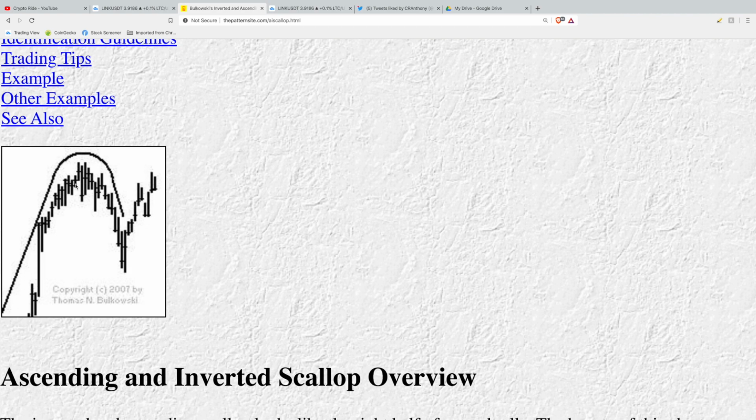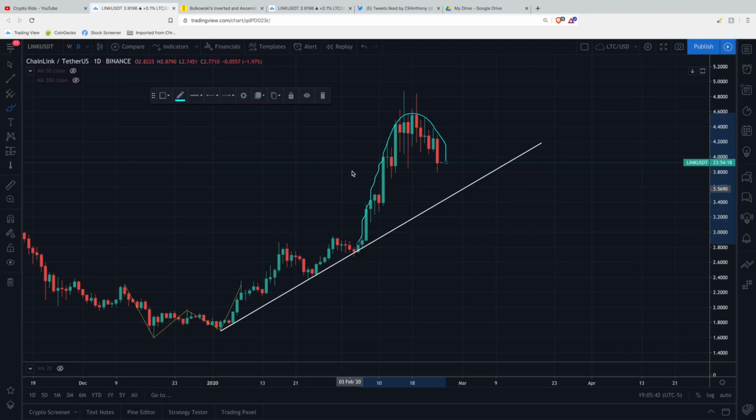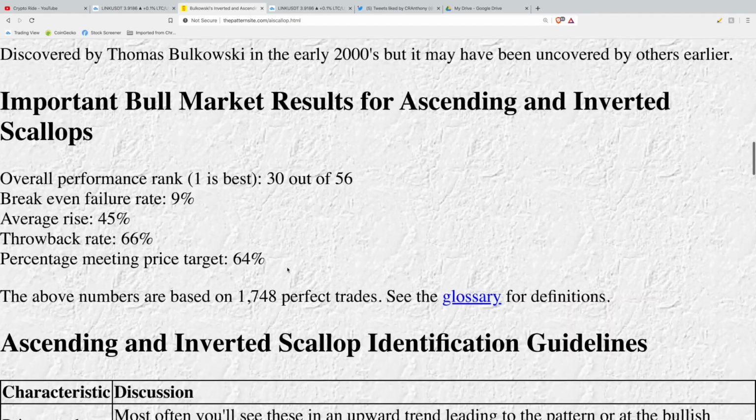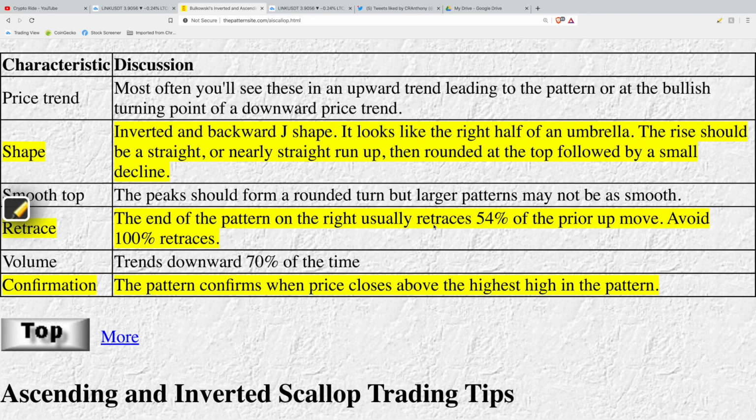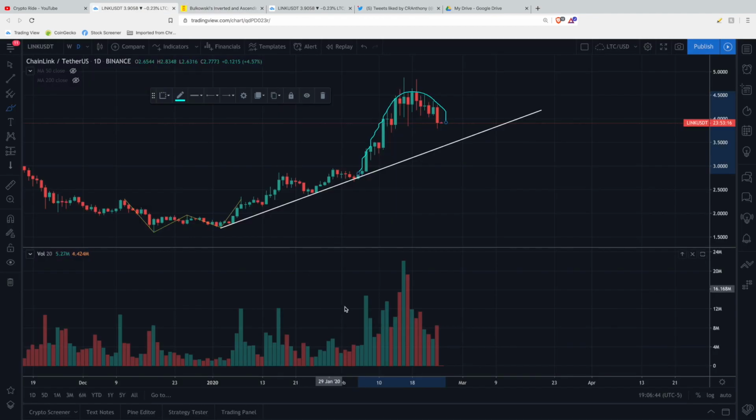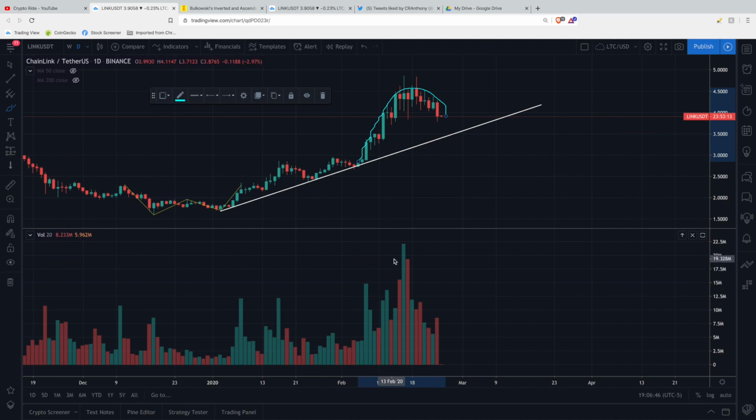And you can see here's an example of the ascending and inverted scallop. Of course, if you go back here, you can see that's pretty much what we're dealing with right now on the Chainlink chart. And the reason that you saw an umbrella in my thumbnail, in that ridiculous rainstorm thumbnail, is that it looks like the right half of an umbrella. The end of the pattern on the right usually retraces 54% of the prior move. Avoid 100% retraces. We're going to talk about how much we've retraced in just a moment. Volume trends downward 70% of the time, which we are seeing right now on the Chainlink chart. You are seeing volume trending downwards after we hit our peak.